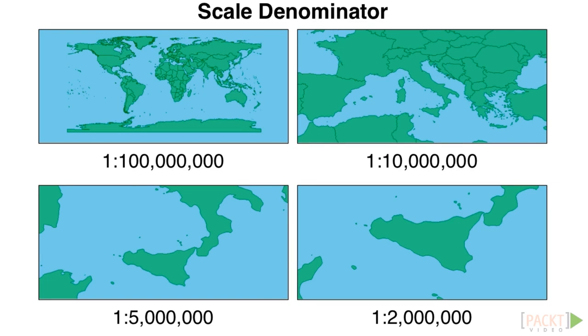QGIS has a thing called a scale denominator, which indicates the scale of the map that is being shown. For example, at 1 to 100 million scale, you can see the entire world at once, while at 1 to 2 million scale, you can only see the island of Sicily. The second part of this number, the 100 million, the 10 million, and so on, is called the denominator, and is used by QGIS to identify a zoom level.